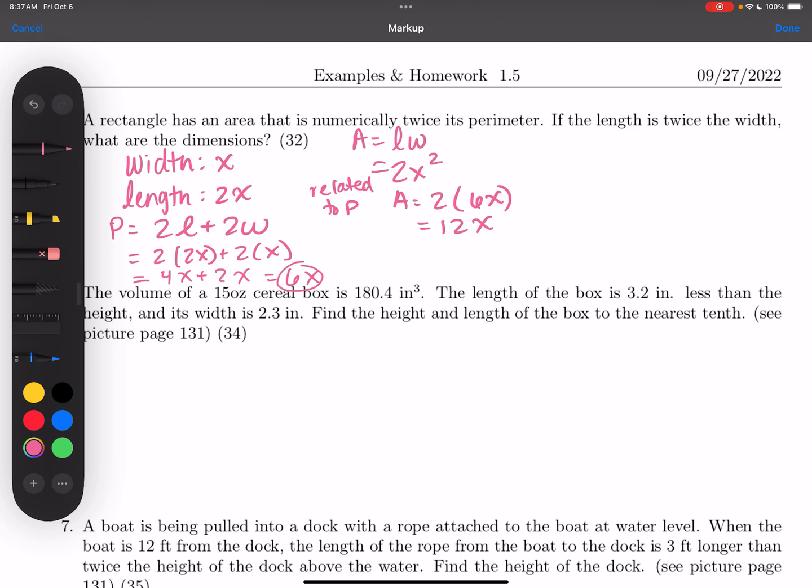So then we're going to set, so we've done the area as related to perimeter, and we have the general form for area. Okay, so since both of these are equal to area, so A is equal to 2x squared and A is also equal to 12x, we can set those two things equal to each other. So we're going to have 2x squared is equal to 12x.